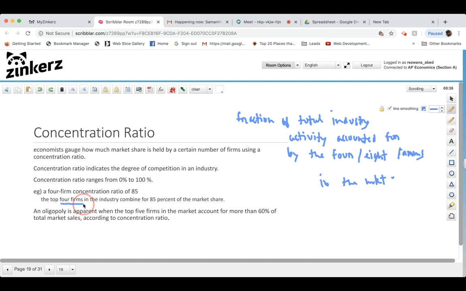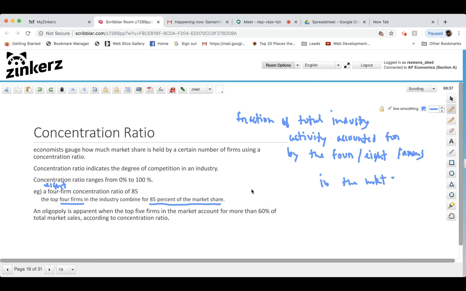Okay, so if I tell you, for example, the 4 firm concentration ratio is 85, it means that the top 4 firms in the industry combined hold 85% of the market share. If I had told you it was rather an 8 firm concentration ratio of 85%, it would only mean that the top 8 firms in the industry combine for 85% of the market share.